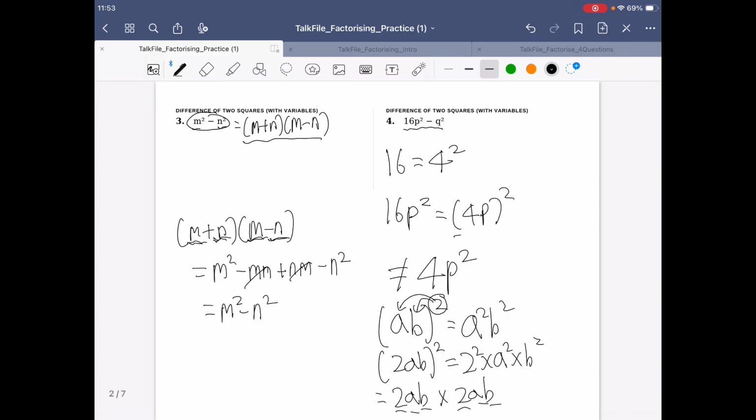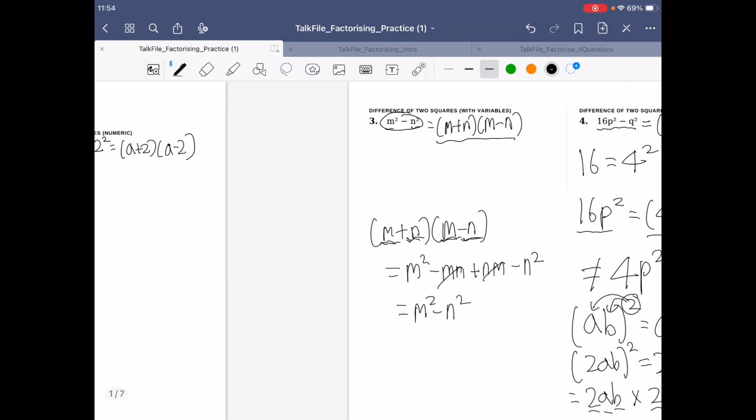So 4p squared, this is the same as 4 squared and p squared. That's how you get 16p squared. So you can now change this into 4p squared minus q squared. And then now it's obvious, you can factorize this like 4p plus q and 4p minus q.